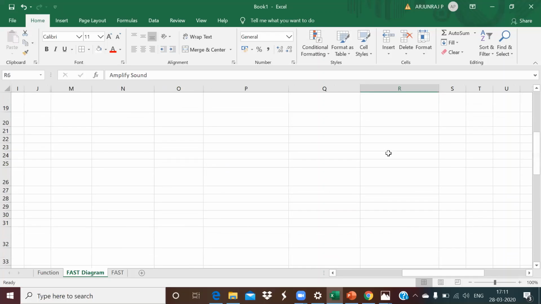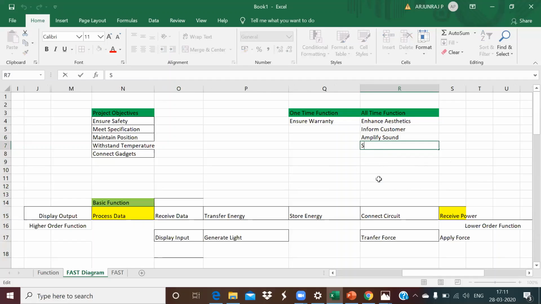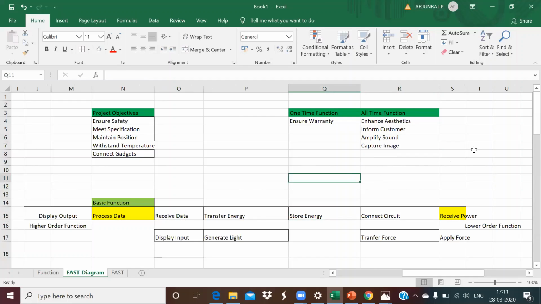So what you need to do here is tell the specific function for which the company is allocating the resource. So here the all-time function should be amplify sound and capture image. See, when we discuss these connect gadgets, which we have put in the project objective, you are making a remark that it is not an all-time function. Whenever we are going to connect the gadgets, only that time the function comes into play. Exactly, the same is the case. Whenever I am going to capture the image, or when there is a need for capturing the image, then only the camera comes into operation. Otherwise, the camera is blind.